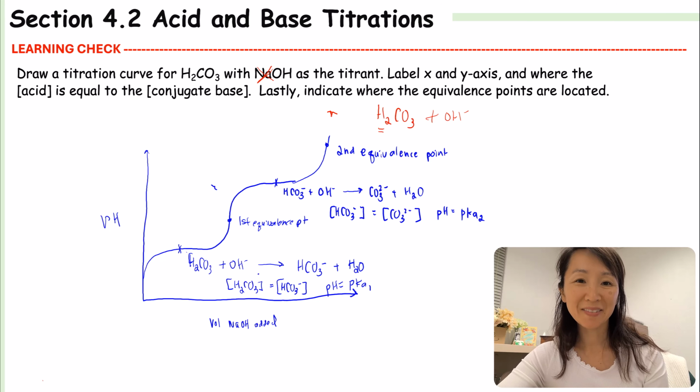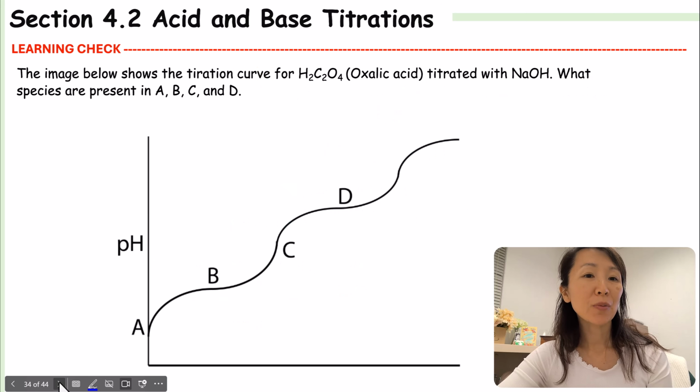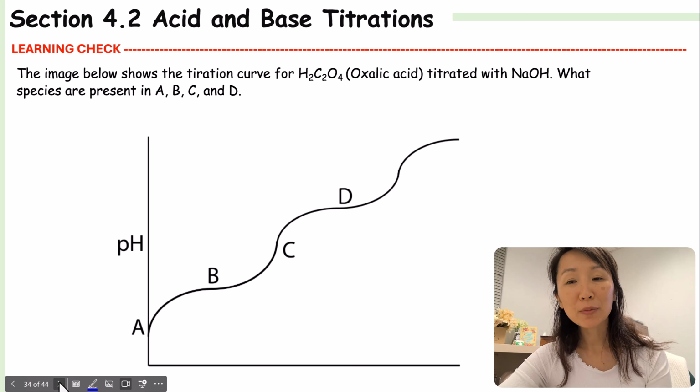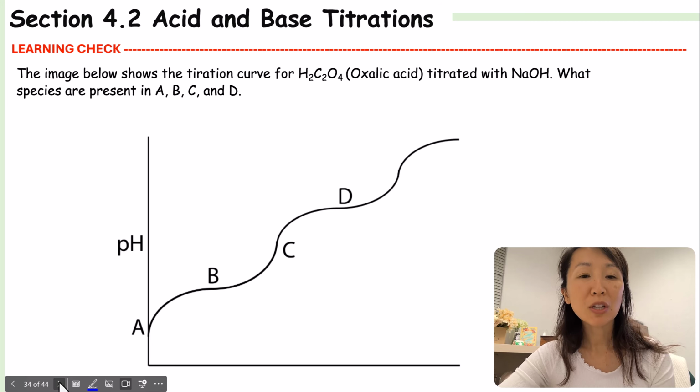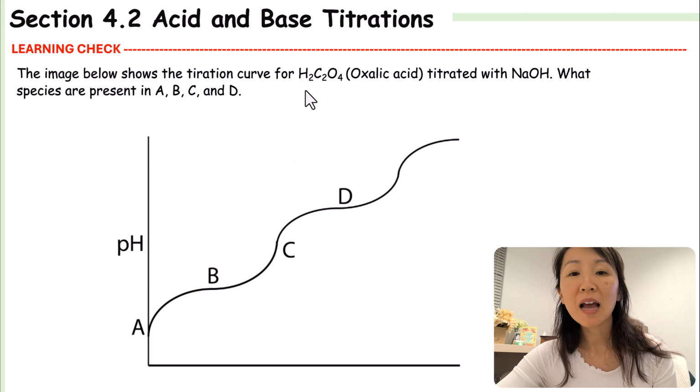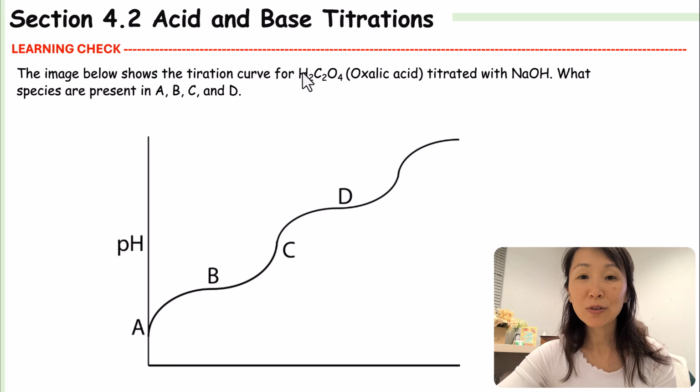So here's the key. The second learning check wants to know the titration curve. It shows the titration curve for oxalic acid, and it's titrated with hydroxide. What species are present in A, B, C, and D? So let's go with A first. What's in A? Well, hold on. Back up. How many hydrogens can you donate? Yeah, you can donate 2.